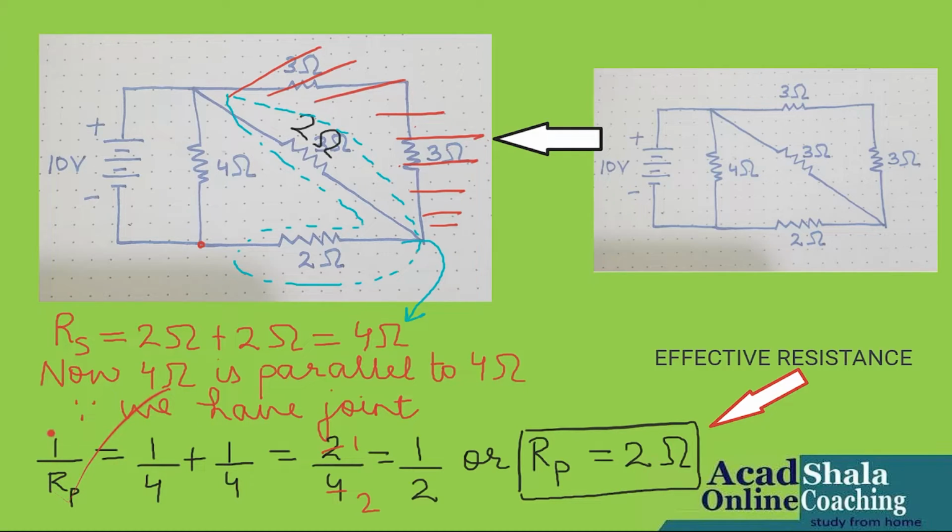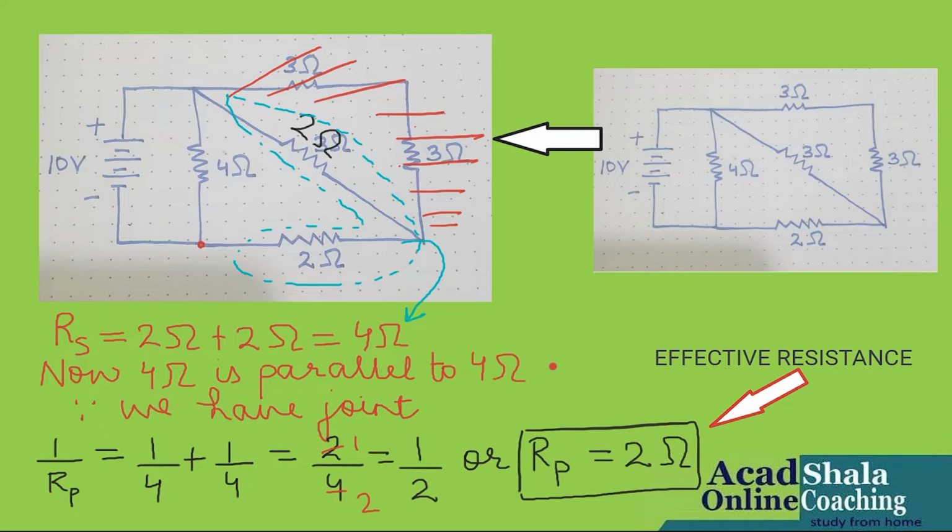See over here. 1 upon Rp, that is resistance in parallel, is equal to 1 upon 4 plus 1 upon 4. Calculate, children. 2 upon 4. Please do the calculation further. 1 upon 2, or Rp is equal to 2 ohm. So this is also resistance in parallel, that is 2 ohm. So this is also done. This is also the effective resistance.